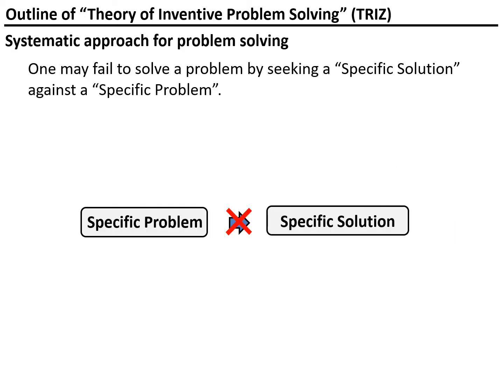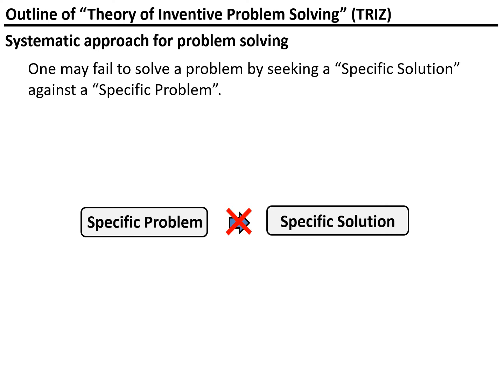Then what is the systematic approach for problem solving? There are thick books which explain TRIZ methodology in detail, but if I summarize it into a few PowerPoint slides, probably the explanation would be like this. Actually, human beings encounter many problems every day. We call this a specific problem. We encounter some specific problem. Then what many of us do is try to find a specific solution to the specific problem.